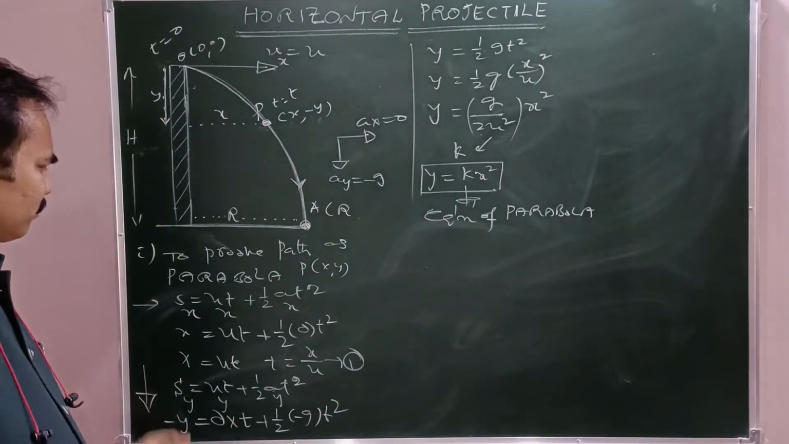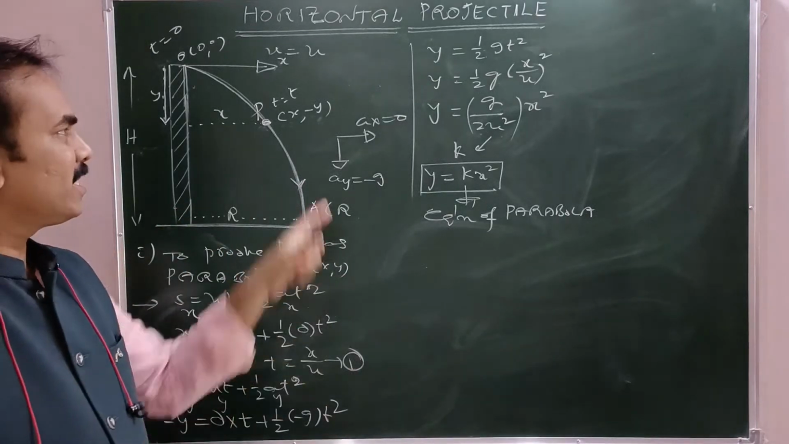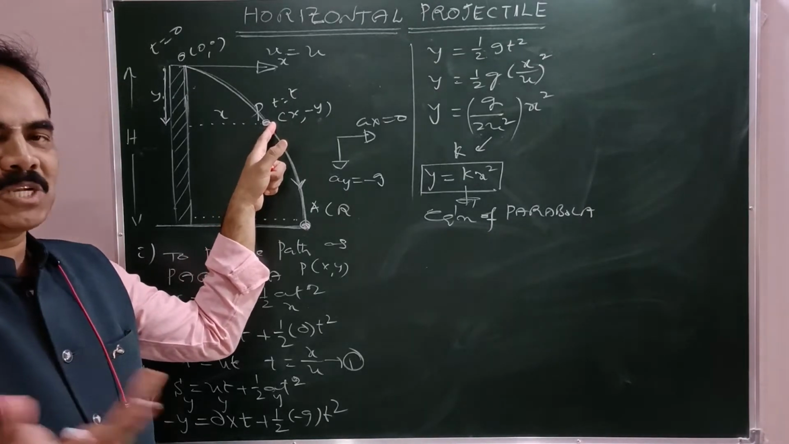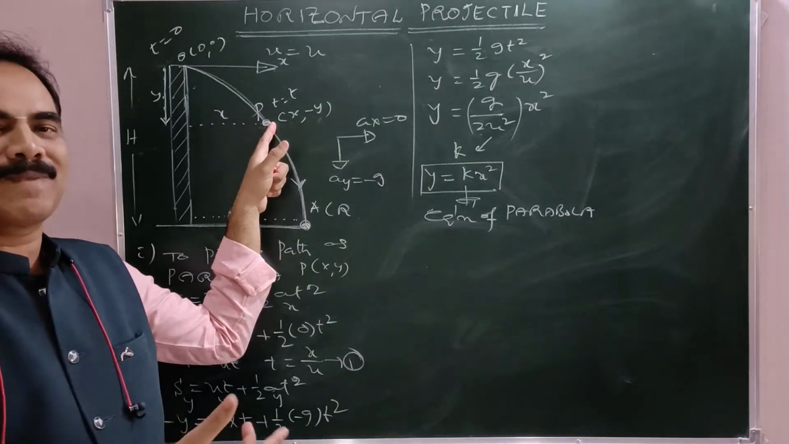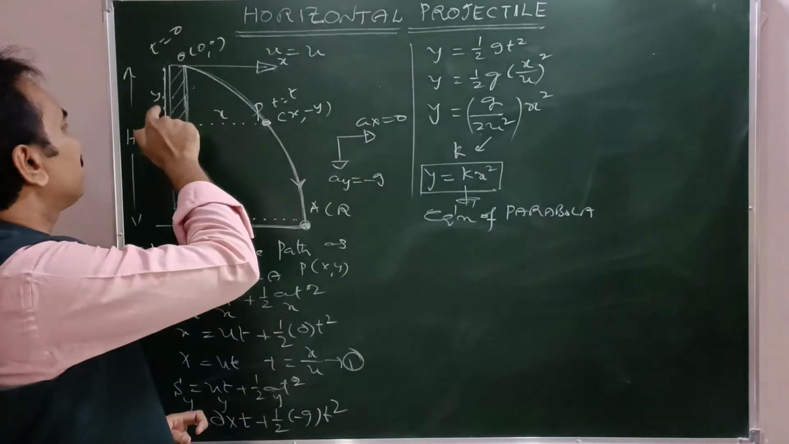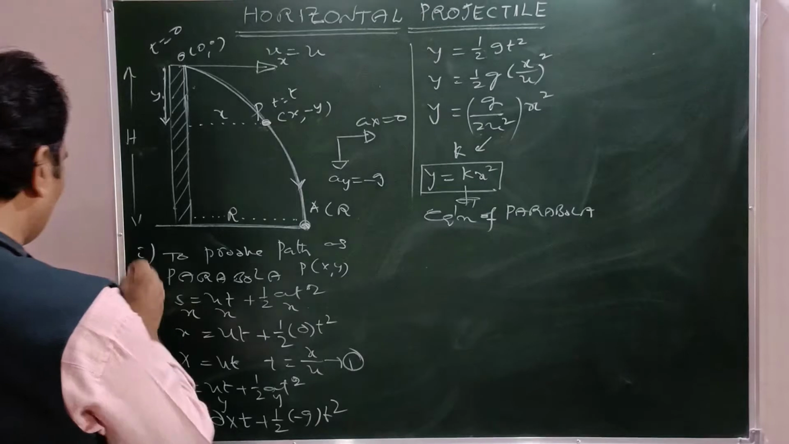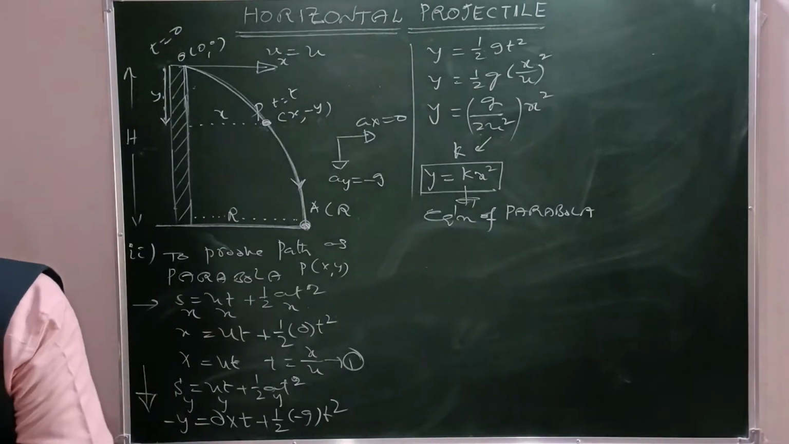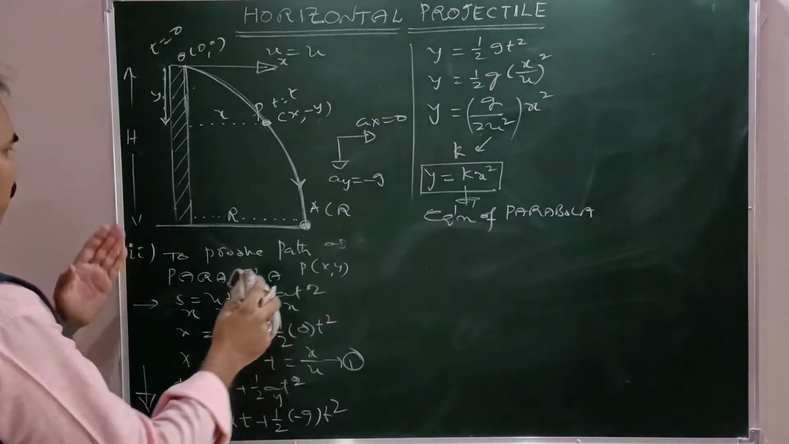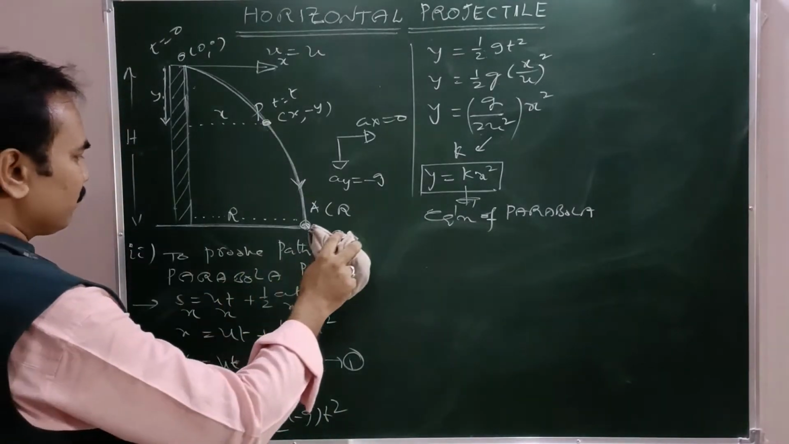Now coming to displacement. How to find displacement? See here, on reaching P in time t, what are the positional coordinates covered? Means what are the displacements covered along x and y? Along x it is x meters, along the y axis it is y meters. So here x equals ut. Here only number 2. So the first point is over, that is to prove the path is a parabola. Now the second point, displacement.